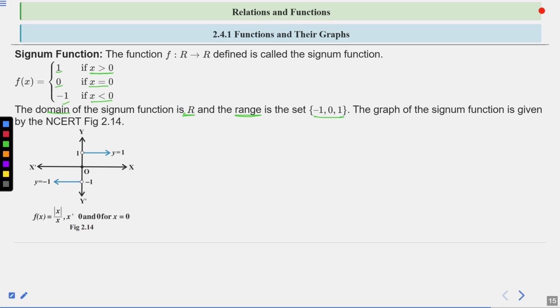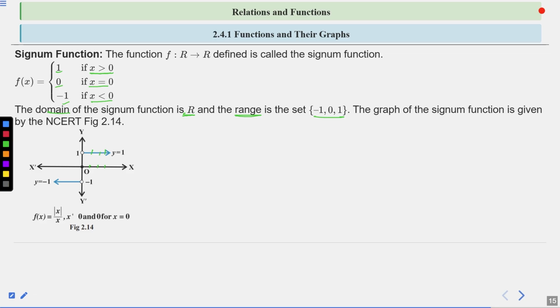Now comes to the graph. So graph will be quite simple, of this type. For any positive real number, the output is going to be 1. So suppose for 1 the output is 1, for 2 the output is also 1, for 3 the output is 1. So join them, you will get your one ray which is extending towards plus infinity. And for negative real numbers you are getting another ray which is extending towards the minus infinity and parallel to x-axis. Both rays are parallel to x-axis.